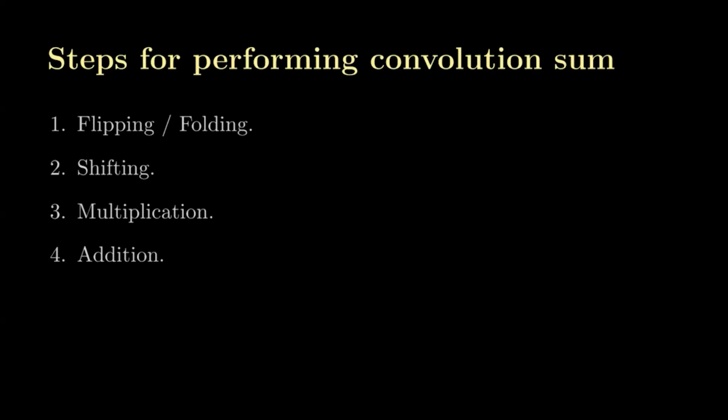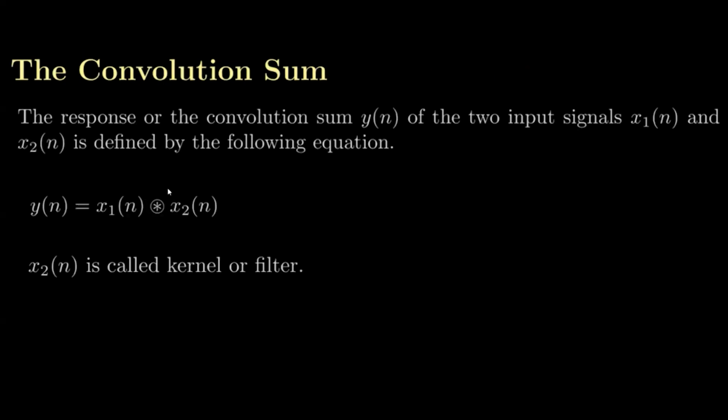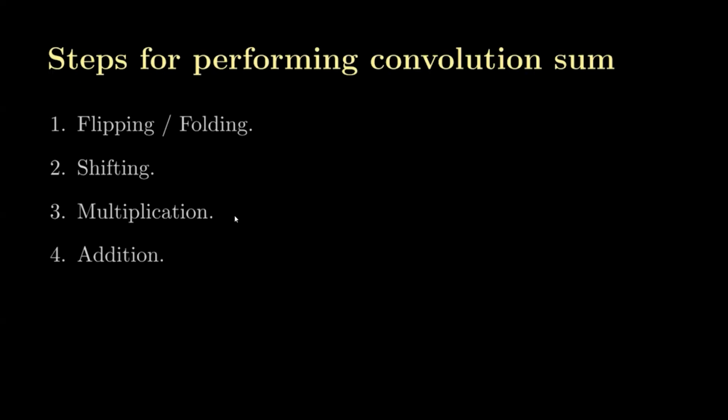One might ask, can we simply add x1 of n and x2 of n or perform some other operation to obtain y of n? The answer is that convolution is unique because it follows a specific set of 4 steps. These steps are flipping, also called folding, shifting, multiplying x1 of n and x2 of n, and finally adding the results of these multiplications. These 4 steps are necessary to perform convolution.